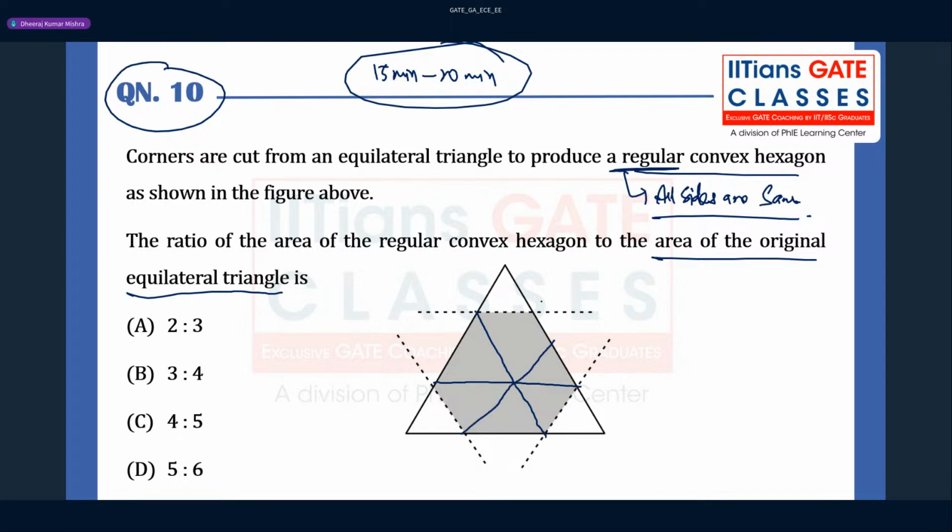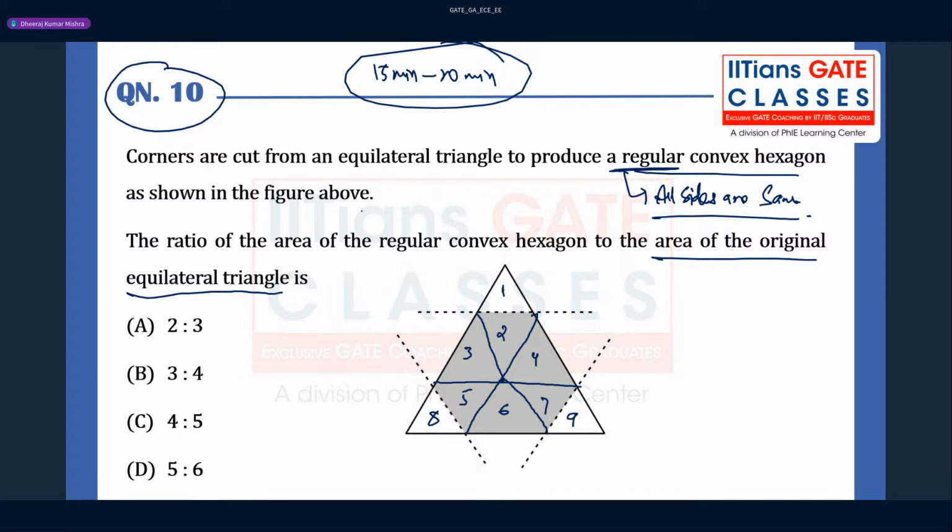Sorry, I think we must join properly, otherwise there will be a kind of error. So it will give you 6 equilateral triangles of the same size. You have to join like this, yeah. So it is going to give you 6 equilateral triangles of the same size. So you can say 1 2 3 4 5 6 7 8 9. There are a total of 9 equilateral triangles.